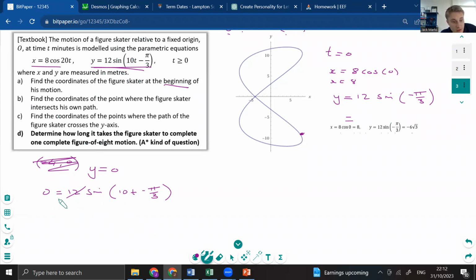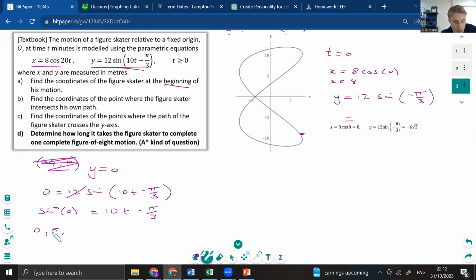You can do inverse sine of both sides. So inverse sine of 0 equals 10t minus pi over 3. Inverse sine of 0 means when does a sine graph give you 0? It gives you 0 at 0, but it also does it at pi radians, and thereon after.